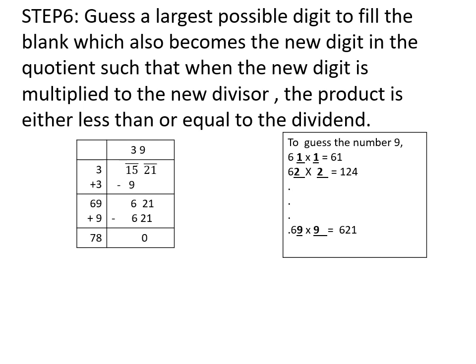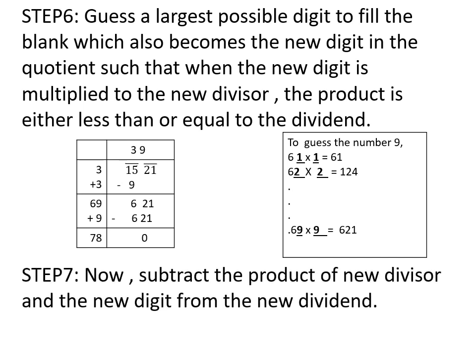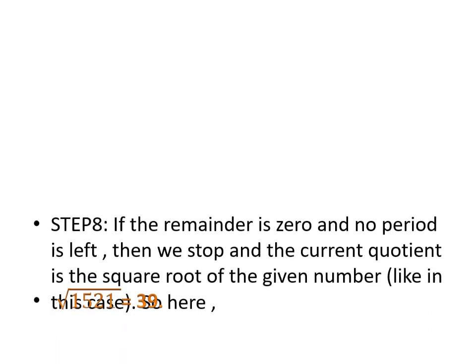The same way, if you try it for 9, 69 into 9 equals 621. So in the blank we can write the digit 9. The same digit we will write in the divisor and in the quotient. So 69 into 9 equals 621, and subtracting 621, we get 0. So subtract the product of the new divisor and the new digit from the dividend.